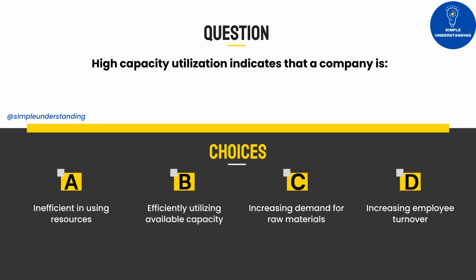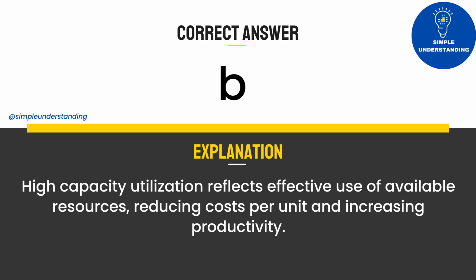6. High capacity utilization indicates that a company is: A. Inefficient in using resources. B. Efficiently utilizing available capacity. C. Increasing demand for raw materials. D. Increasing employee turnover. Answer B. Explanation: High capacity utilization reflects effective use of available resources, reducing cost per unit and increasing productivity.